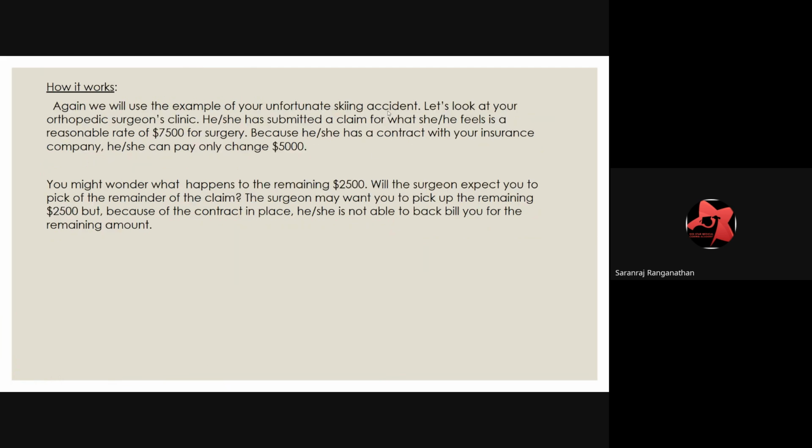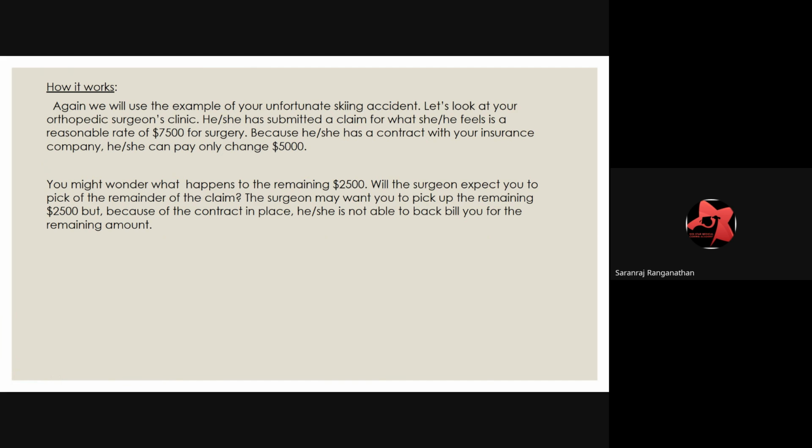skiing accident. One patient has had an accident, so they come to the orthopedic surgeon's clinic. Then he submits a claim for what he feels is a reasonable rate. The dollar value is $7,500 for the surgery. Because the physician has a contract with the particular insurance company, the patient can only be charged $5,000, which means they have a contract between them.